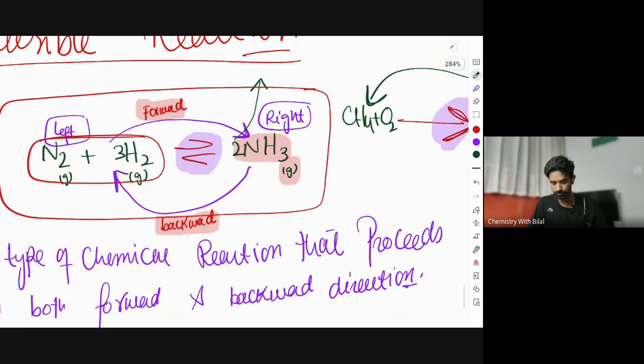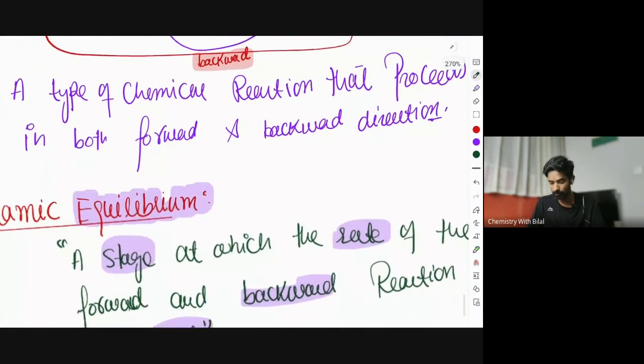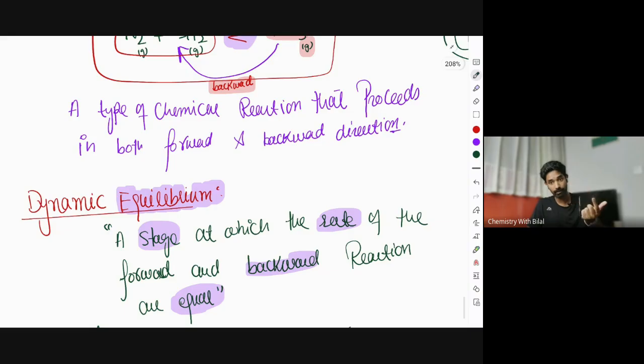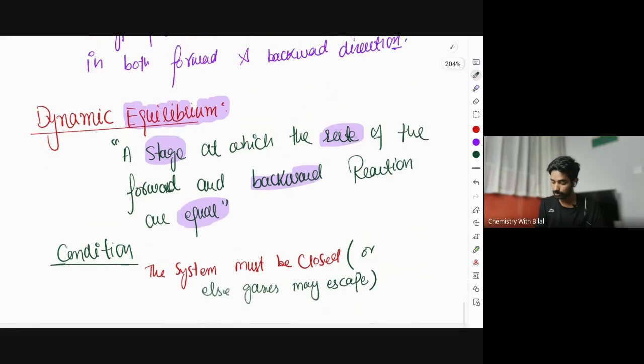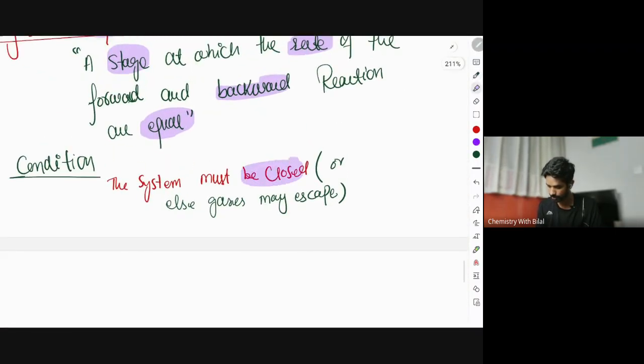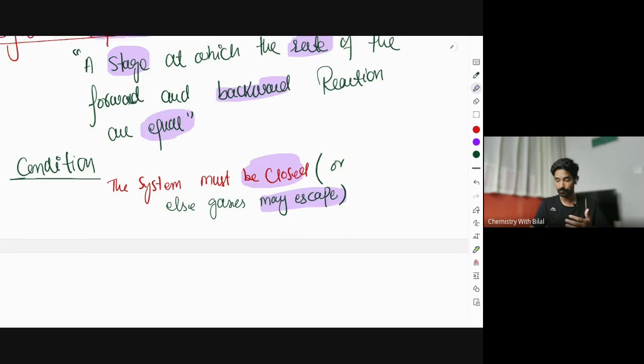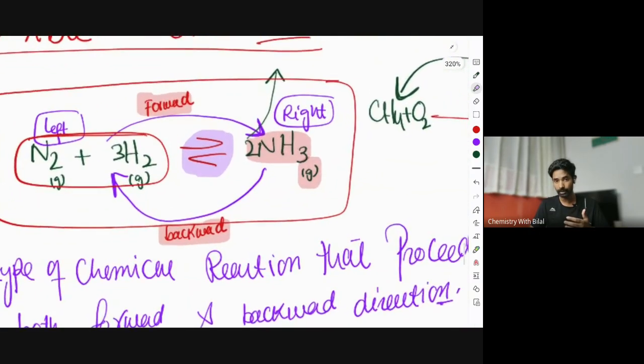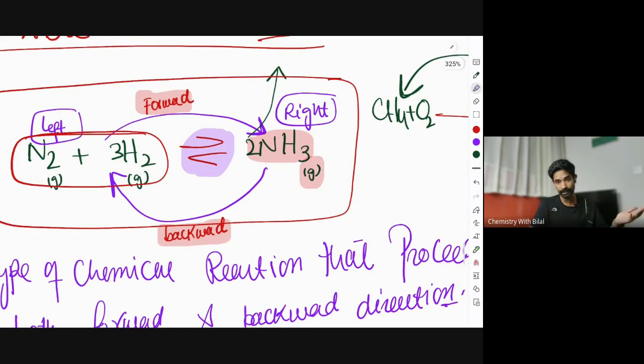But reactions like this one, ammonia, can be reversed back. And I told you that when the rate of the forward and backward reactions are equal, we can say that the reaction has achieved equilibrium. This is only possible when the system is a closed system. Otherwise, if the system is not closed, the gas formed may escape. What could the gas formed here be? The gases may escape as a result of the forward reaction. If the gas has escaped, the reaction will not go backward. If there is no backward reaction, there is no equilibrium.